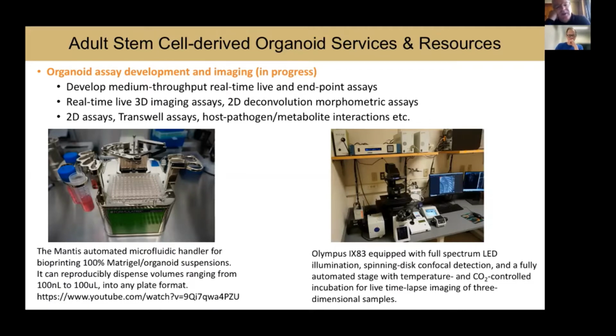And on the right here, we have the imaging system that we have, which is more unlike the IncuCyte. This is more like specific individual organoid analysis, more at the high end. So it complements what Steve's got in terms of the IncuCyte organoid modules in the CTSR. And we can also help with protocols for growing these three-dimensional structures in 2D on transwells and looking at other protocols in terms of metabolite and pathogen interactions.